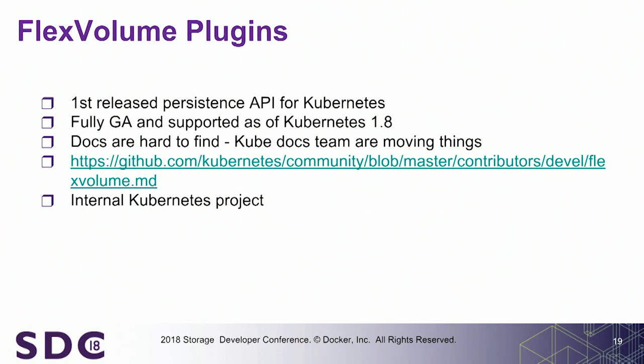The second is Flex Volume. Flex Volume is an API, so you can own your code and distribute it separately from kube. It's the first released persistence API for Kubernetes. It's fully generally available and supported as of Kubernetes 1.8, which was released about a year ago now, maybe. The docs on it are kind of hard to find. The Kubernetes documentation team is busy doing a refactor of their documentation, so things are moving.